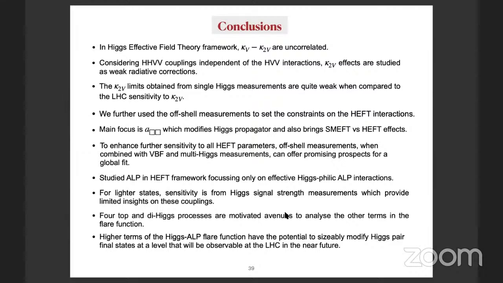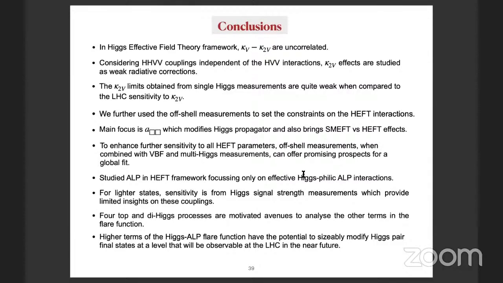Higgs effective field theory gives you a framework where you can treat your Higgs gauge boson couplings as independent, so that these couplings are free parameters. You can consider the bounds as the analyses are done at ATLAS and CMS, and we can study the bounds on kappa 2V from single Higgs decays without involving any correlation inconsistency. But the kappa 2V limits were very weak compared to the LHC sensitivity already present for kappa 2V. Therefore, we need direct searches in order to increase the sensitivity to kappa 2V.